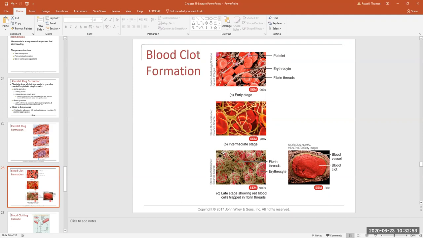So here are scanning electron micrographs of different stages of the fibrin clot formation. Again, I'm not putting the pictures on the test, but you can see here, this is an early stage. You see the red cells. You see a few fibers in here and some platelets. Then you see an intermediate stage where the fibers are getting stuck together. They're more numerous, a little thicker, and they're starting to collect and block up the red blood cells. And then down here, these are late stages of the clot formation. And you can see all these fibers, they're called fibrin threads.